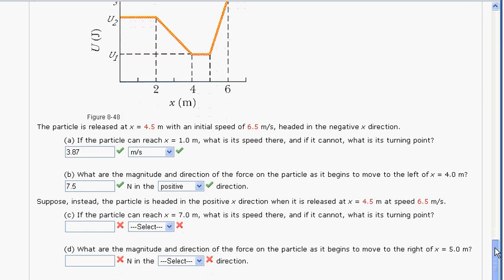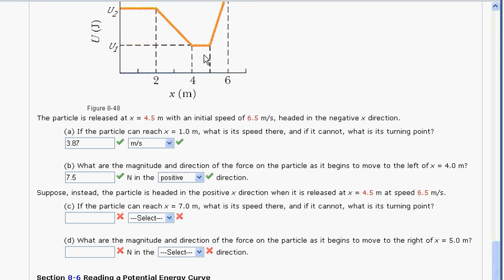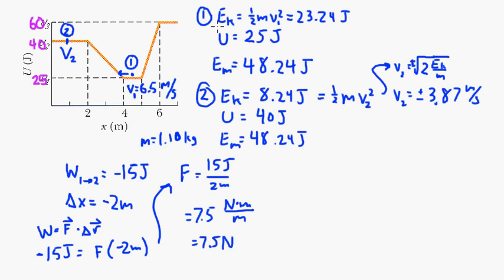Now part 2, suppose instead it went the other way and has to climb this bigger hill. Does it reach 7.0 meters? So here's state 3. At 3, you can probably already guess this, but kinetic energy, potential energy, and mechanical energy. Mechanical energy is still going to be the same, from this initial state, and we had V1 squared. So we're changing the sign of V1, but when you square it, it becomes the same. So total mechanical energy is 48.24 joules.